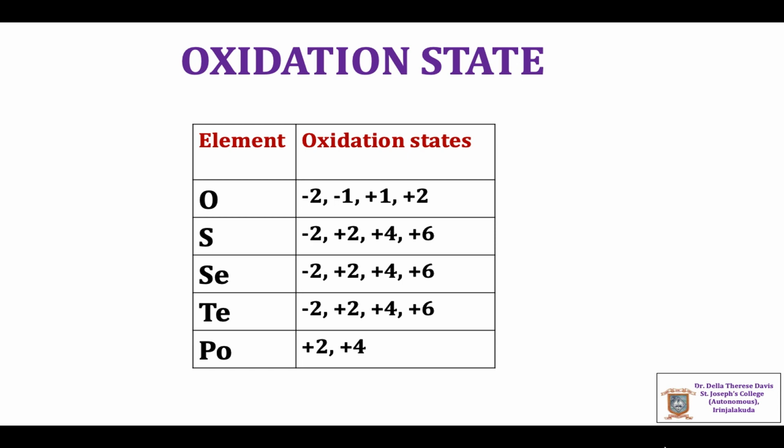Group 16 elements show various oxidation states. Oxygen can exist in -2, -1, +1 and +2 oxidation states. Sulfur in -2, +2, +4 and +6 oxidation states. Same with selenium and tellurium. And polonium exists in positive oxidation states +2 and +4.